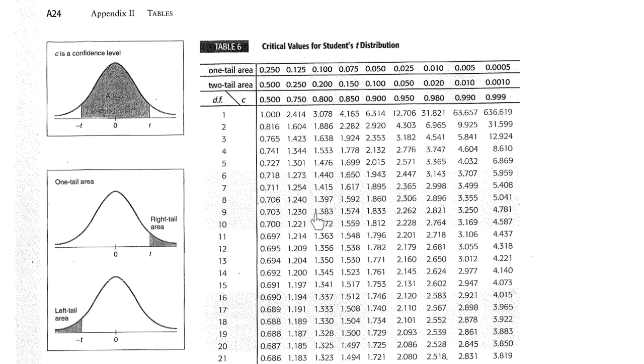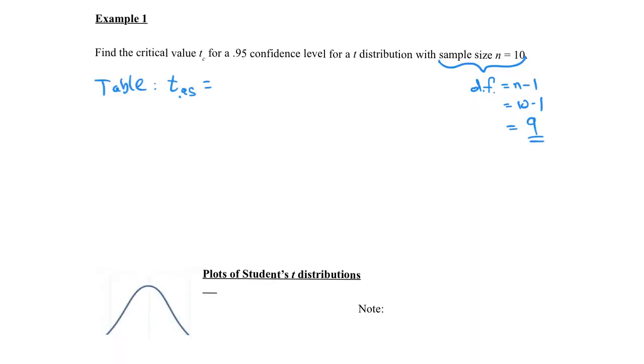So we go across 9 degrees of freedom, and we look for a 95% confidence level, which is right here. So we see where these cross, 0.95, we come down, see where it crosses with 9 degrees of freedom, and it's right here. So the t-score we need, our critical value, is 2.262. Okay, so we've got 2.262.